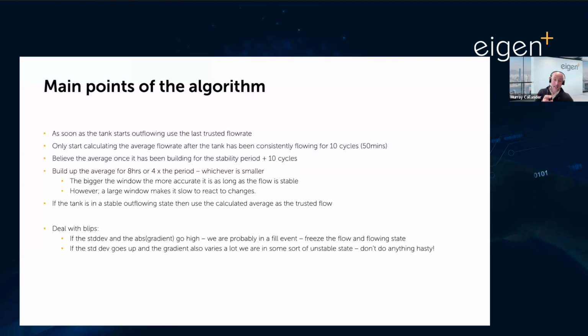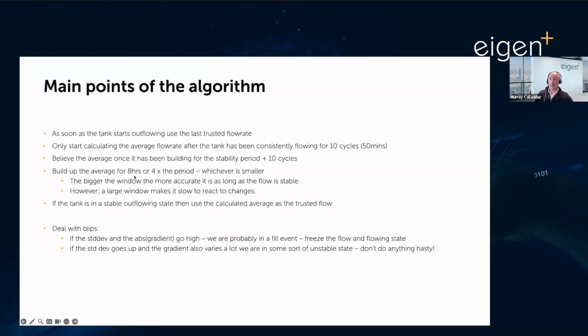As soon as we see that the tank starts flowing, we use the last trusted flow rate. We start calculating the average once the tank has been consistently flowing for 10 cycles. If the tank has flowed consistently for these 10 cycles plus the stability period, we will believe the average that we've been calculating. So this avoids any averages based on a like 10-minute reading, which could be very steep. We at least wait for 50 minutes plus the stability period, so we get a decent sample to take it across.